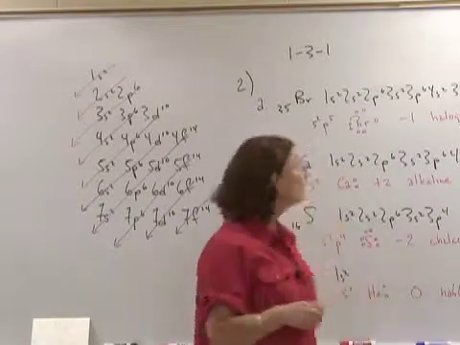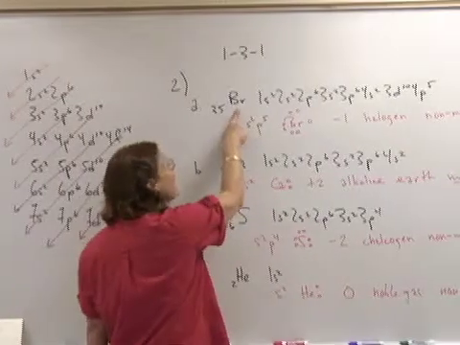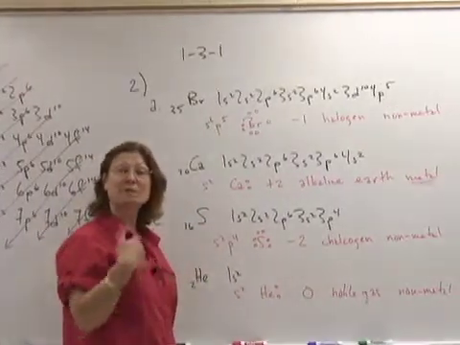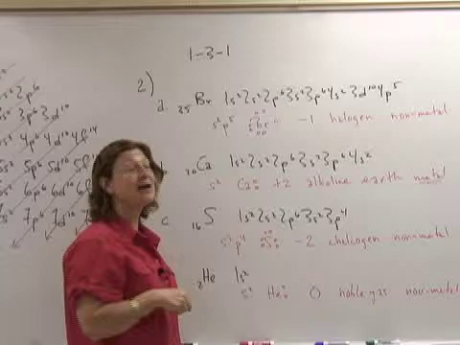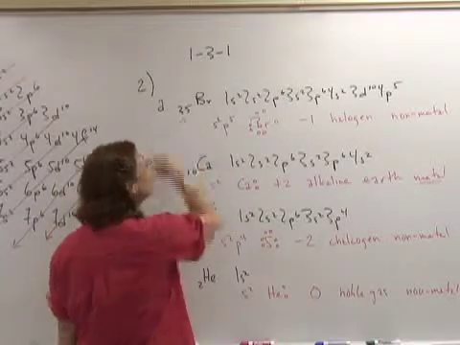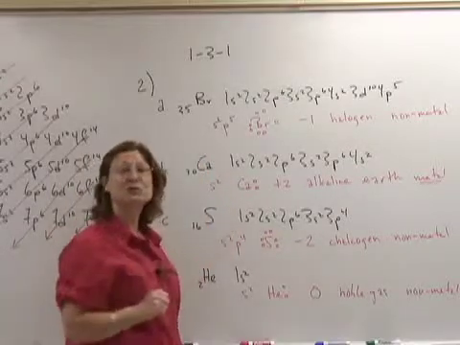When I look at my first element, it is bromine. And I find on the periodic chart that bromine has an atomic number of 35. It has 35 protons and 35 electrons in the neutral atom.